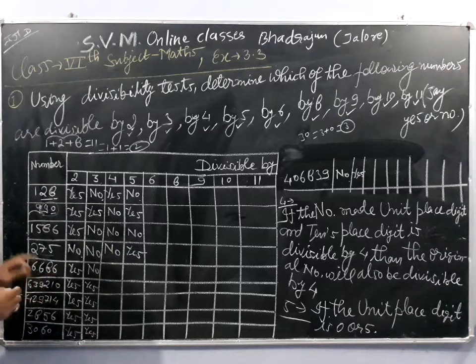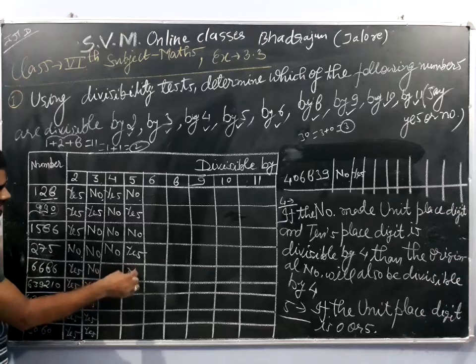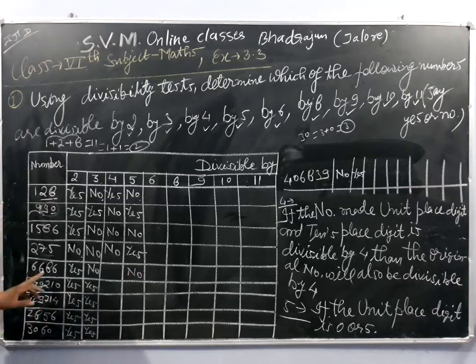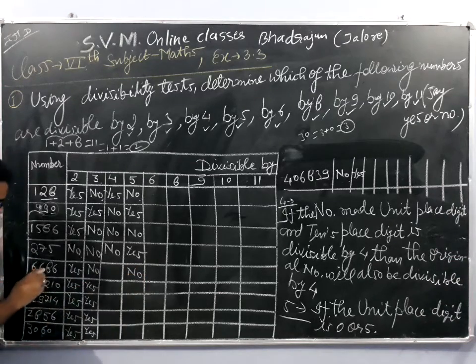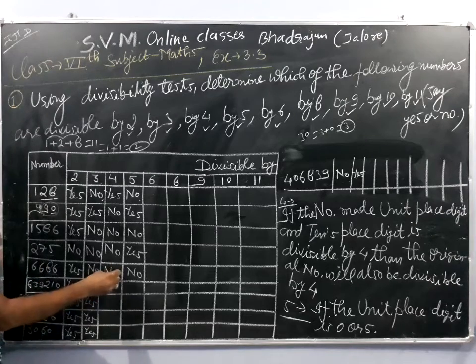Next, here we are seeing our unit place digit is not 0 or 5, hence the number is not divisible by 5. Now here we are seeing the number made by unit place digit and tens place digit is 86. So let us check whether 86 is divisible by 4 or not. 8 is divisible but 6 is not divisible, hence the whole number is not divisible. Hence the complete or original number 6686 is not divisible. So our response is no.